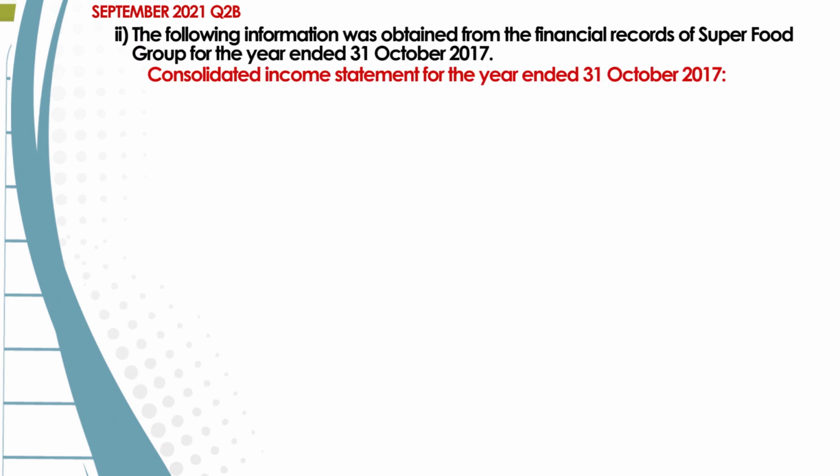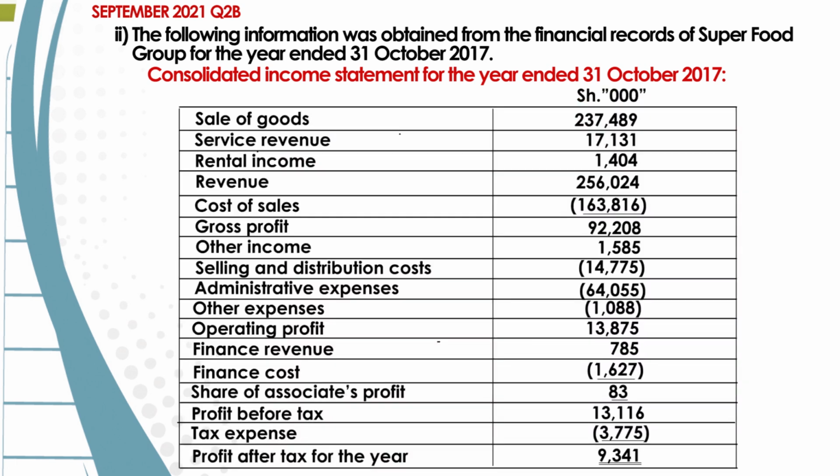So the illustration reads, the following information was obtained from the financial records of a Super Food Group for the year which ended 31st of October 2017. We have the consolidated income statement whereby we have the revenue which includes sales of goods, service revenue, rental income, and then we have the total revenue. We have the cost of sales, gross profit, other income, selling and distribution cost. Then we have administrative expenses, other expenses. We have the operating profit, finance revenue, finance cost, and then we have the share of associate profit. We have profit before tax, tax expense, and then we have the profit after tax for the year.